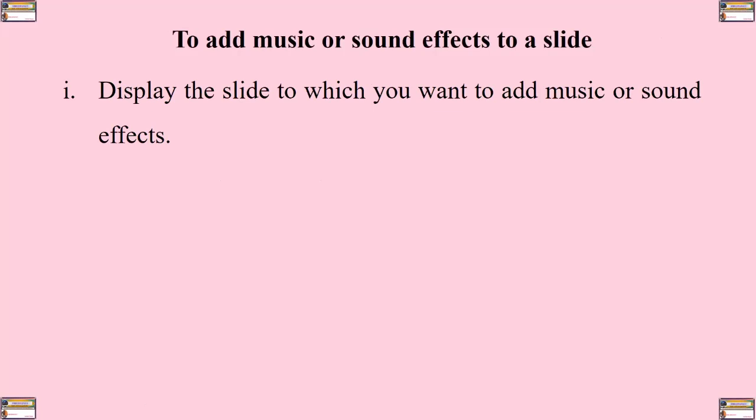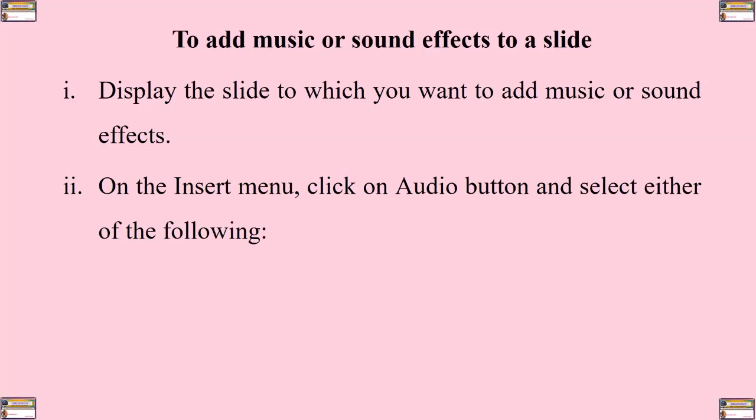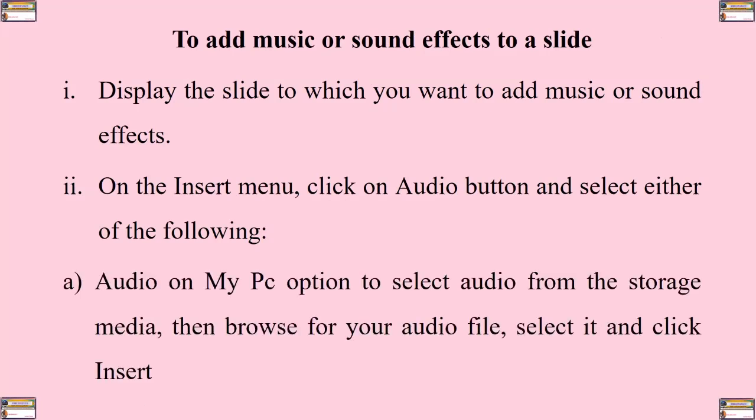To add music or sound effects to a slide, you display the slide to which you want to add music or sound effects. Then on the Insert menu, you click on the Audio button and select either of the following. Audio on My PC option to select audio from the storage media, then browse for your audio file, select it, and then click Insert.